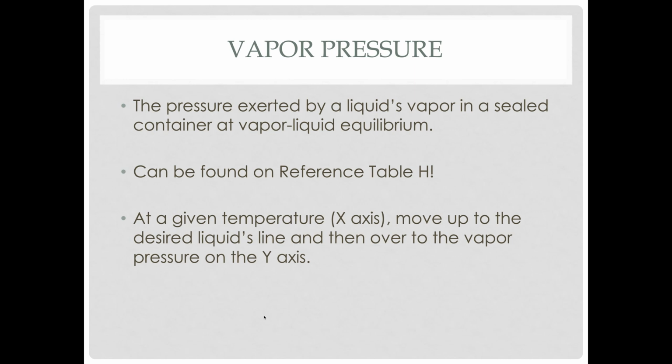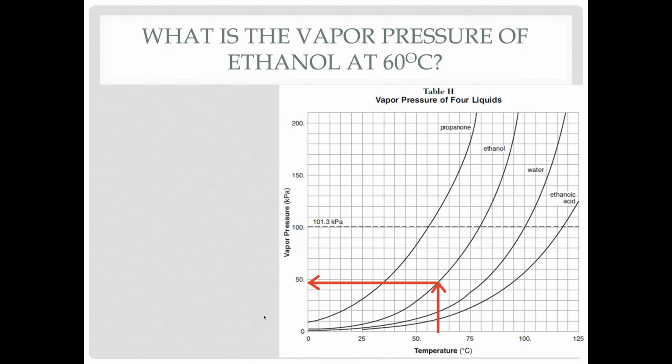Reference table H gives you a graph which has given temperature and vapor pressure. And so you just read the graph like you would read any graph. Here's the graph. We have temperature along the x-axis and we have vapor pressure along the y-axis. And if you remember our lesson on graphing, this makes perfect sense because the vapor pressure is going to depend on the temperature. So the vapor pressure is the dependent variable, making temperature the independent variable.